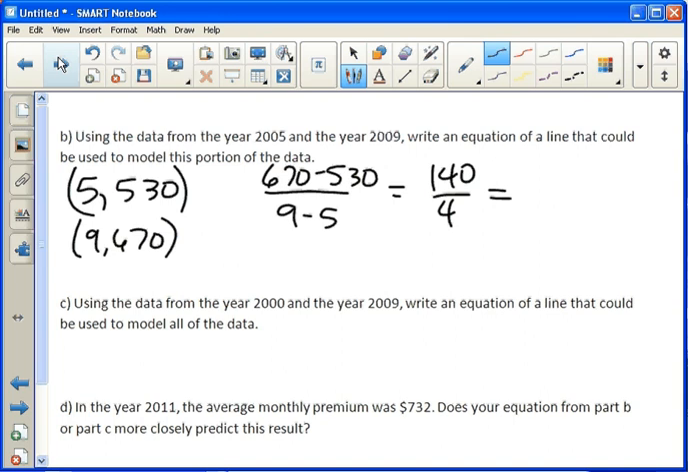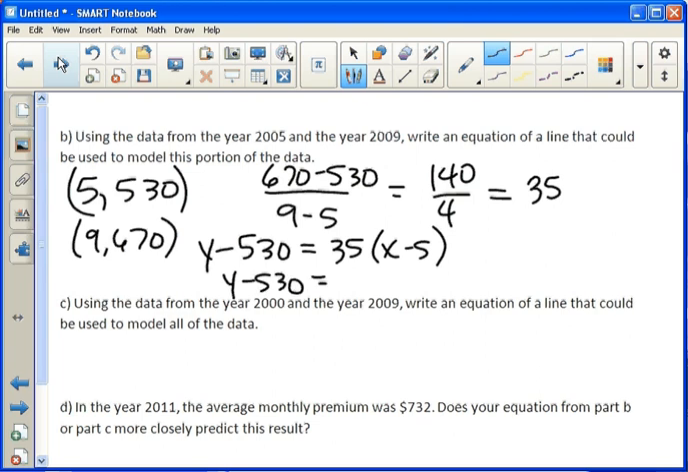So I'm going to use the point-slope form and do y minus 530 equals 35 times x minus 5. So I get y minus 530 equals 35x minus 35 times 5, which is 175. There we go. And then I add 530 to both sides and get 705. So my equation turns out to be y equals 35x plus 355.